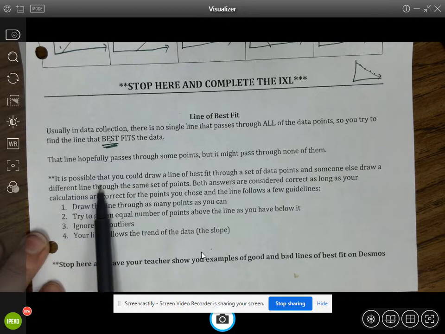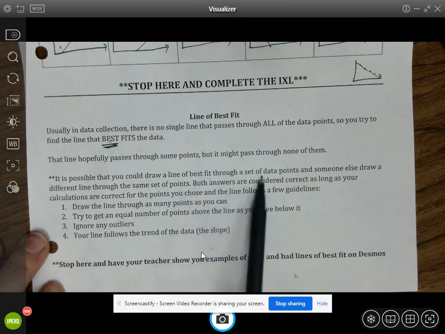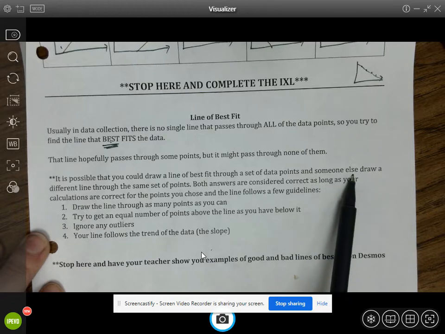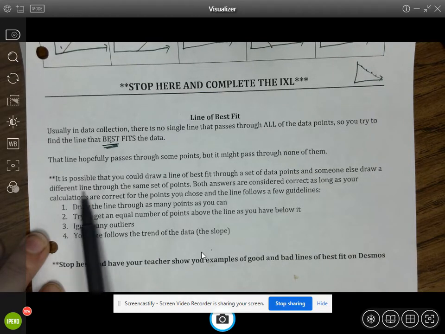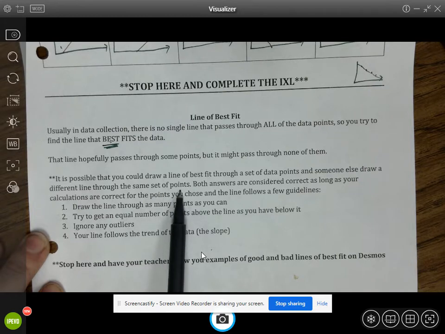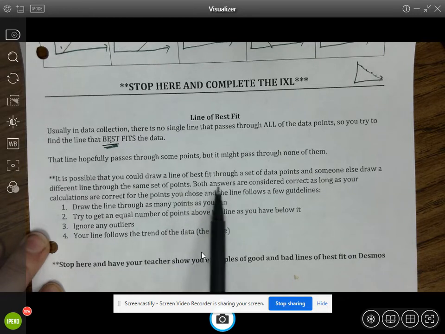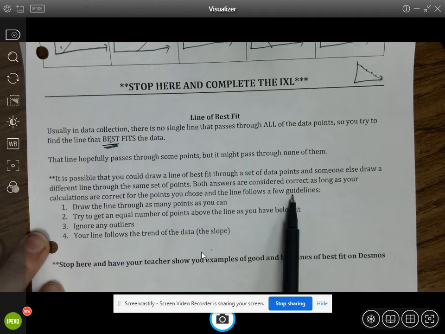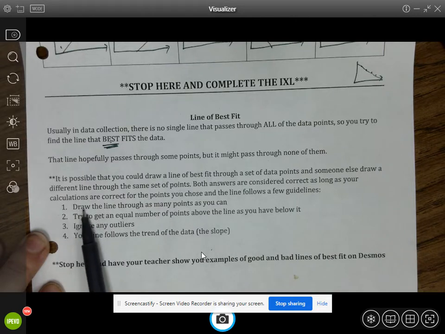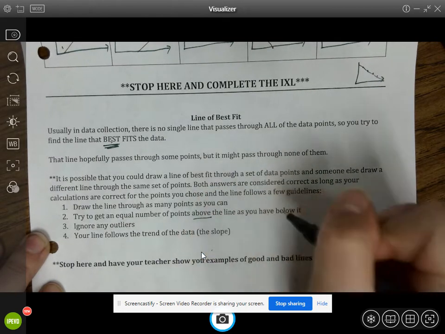It is also possible that you could draw a line of best fit through a set of data points, and someone else uses the exact same set and they draw a different line through the same set of points. However, they must still be a good line. So both answers would be considered correct as long as your calculations are correct for the points you choose and the line follows these couple of guidelines. Number one, you must draw your line through as many points as possible. Number two, you're going to try to get an equal number of points above the line as you have below it.